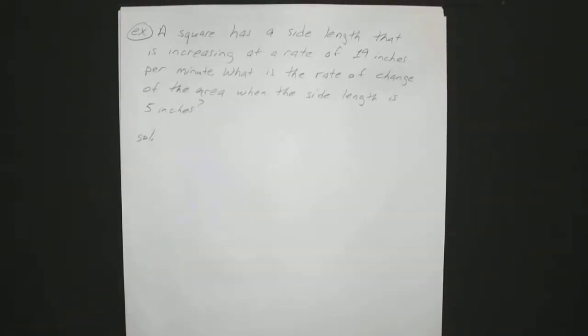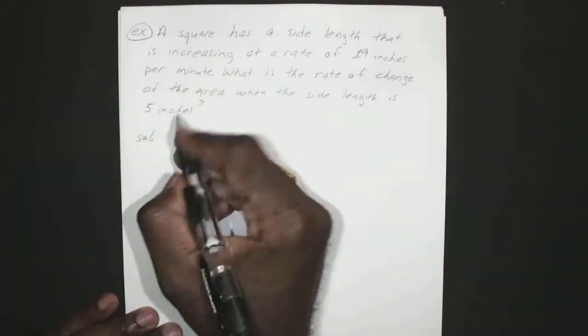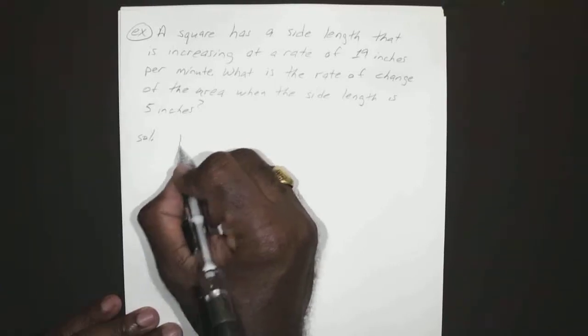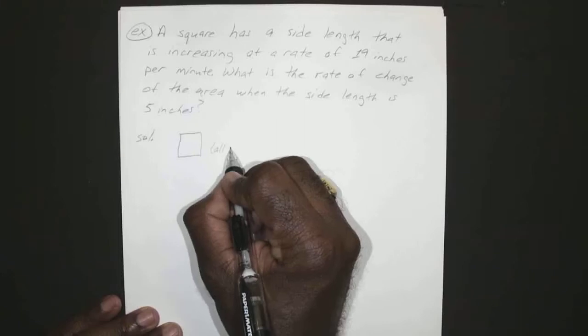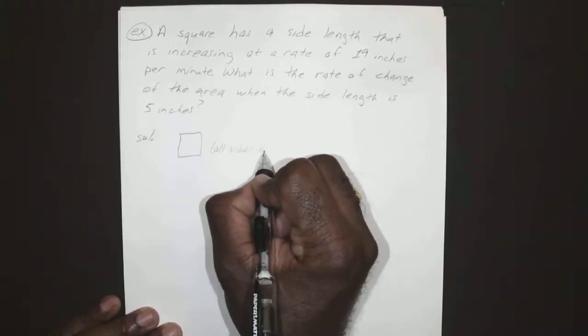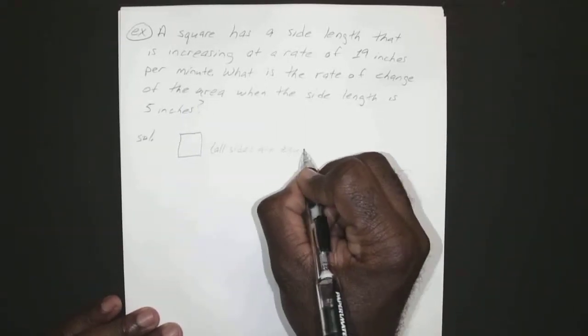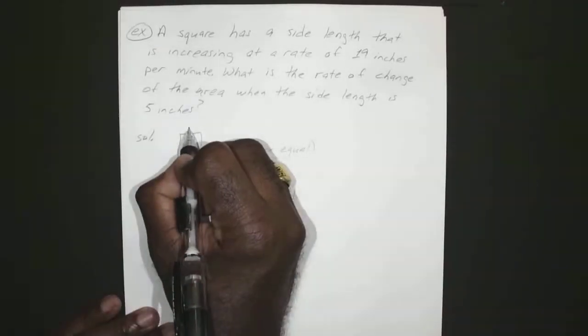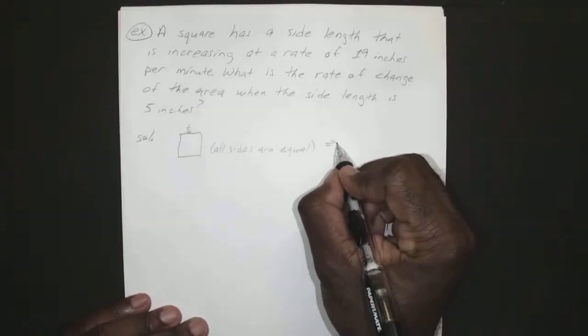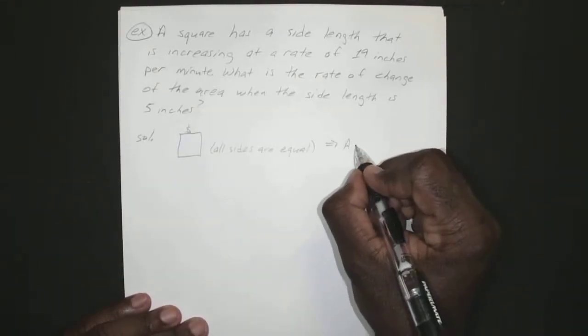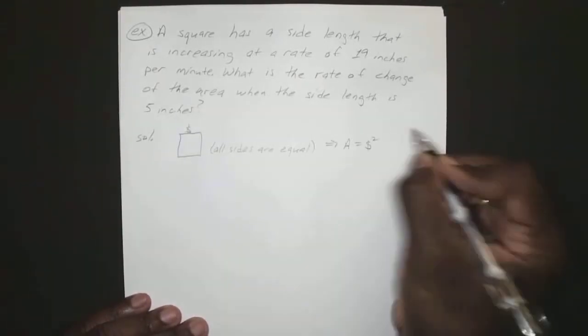Okay, so now we just have to figure out what formula we're going to start with. Okay, so we know we have a square. So square, which, remember, all sides are equal. Okay, so we'll call this side S. So since the area is length times width and all sides are equal, that means your area is equal to S squared.